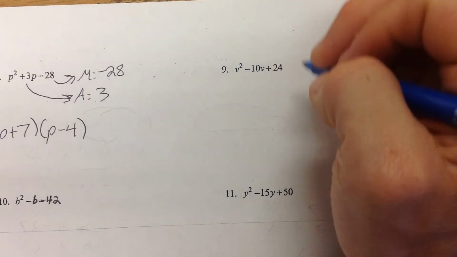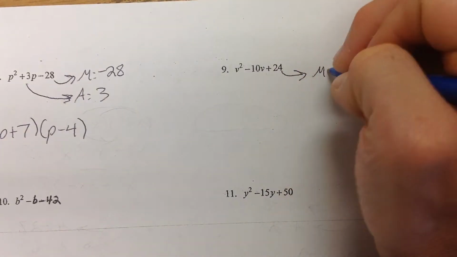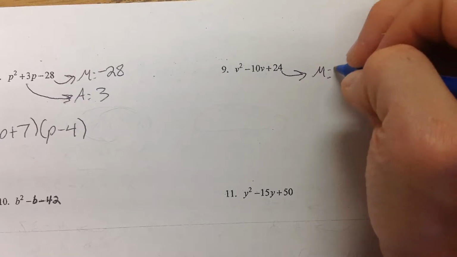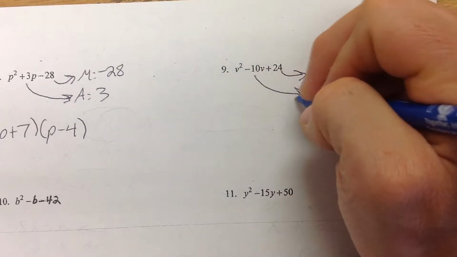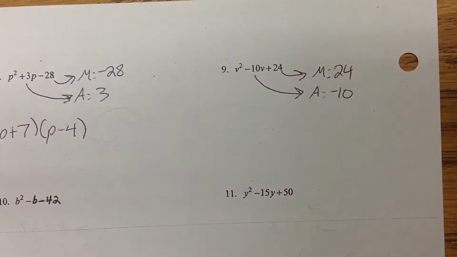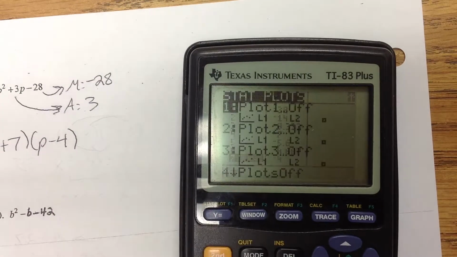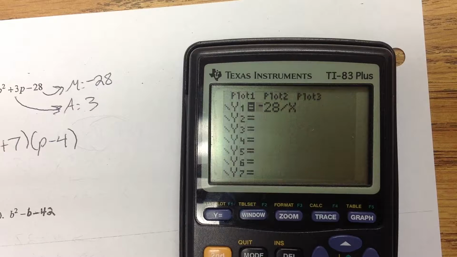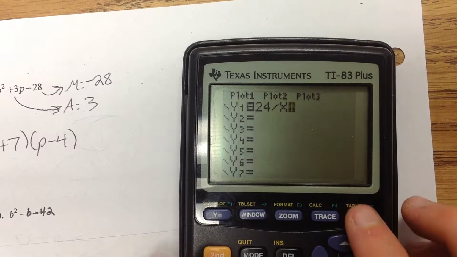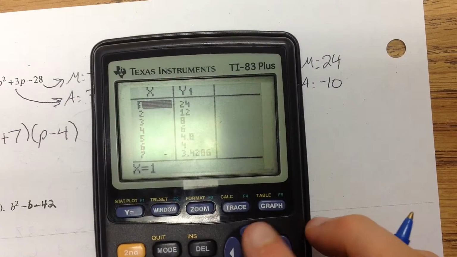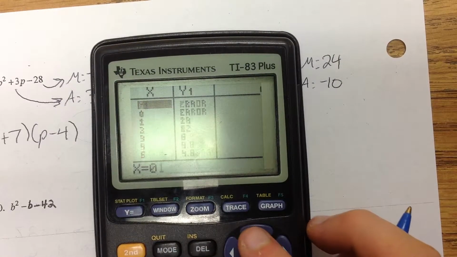Right, if we look at number 9 here, this time we are multiplying to a positive 24, and we are adding to a negative 10. So if we go to y equals 24 divided by x. Now, if I have to add to a negative number, I'm going to have to go up here because I'm going to need two negatives.